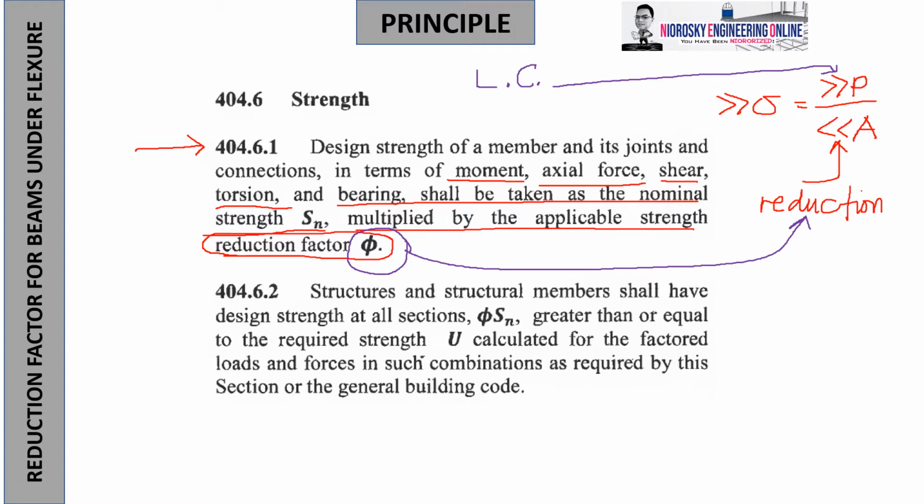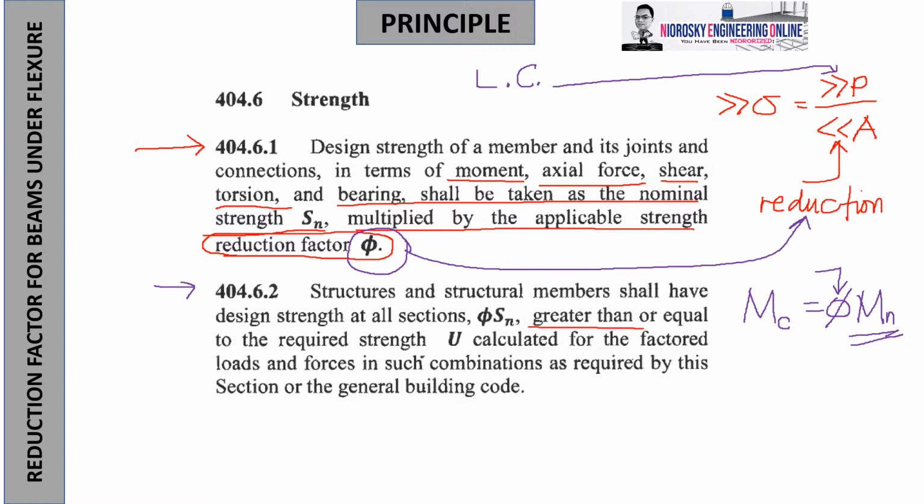So therefore, if moment is our interest, we can say that the moment capacity should be equal to the reduction factor phi times the nominal moment. The nominal moment was already discussed, on how we calculate it using the stress-strain compatibility relationship. So to complete the idea, under USD, we need to calculate the phi value. The same goes for 404.6.2, as stated here.